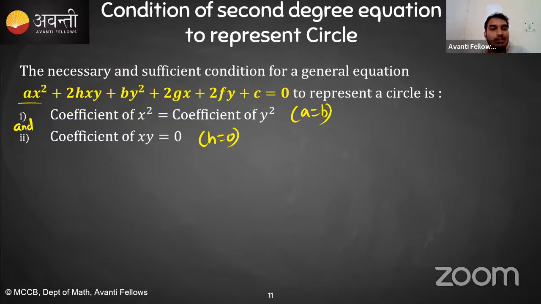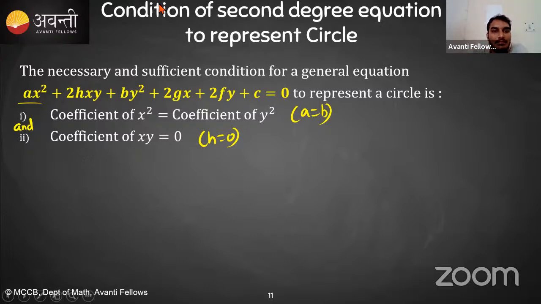Is this clear? In the straight line we discussed that delta should be 0 for a general equation. So if delta is 0, then it is a straight line, and if delta is non-zero, then it can be anything. Then you just have to check that coefficient of x square is equal to coefficient of y square, and coefficient of xy is equal to 0. That's it. Is this clear, everyone?